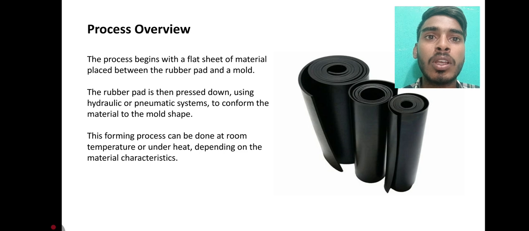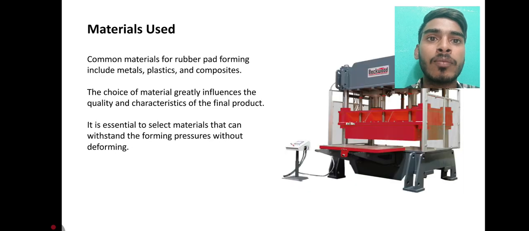Process overview. The process begins with a flat sheet of material placed between the rubber pad and a mold. The rubber pad is then pressed down using hydraulic systems to conform the material to the mold shape. This process can be done at room temperature or under heat, depending on the material characteristics.